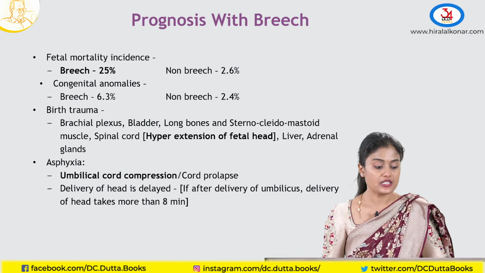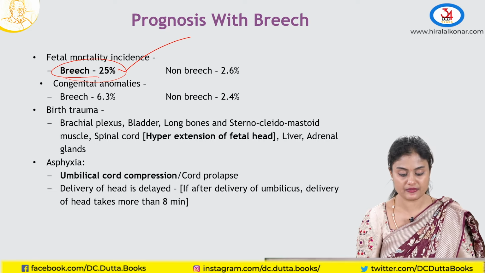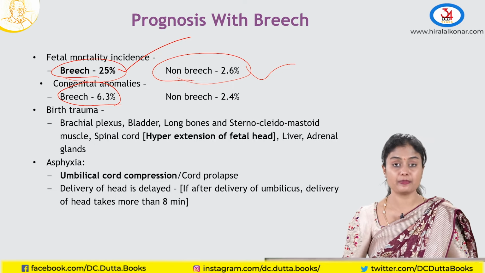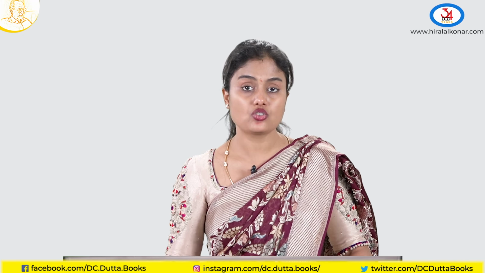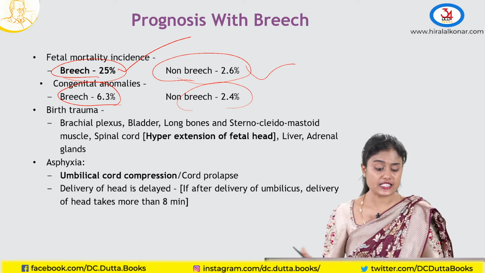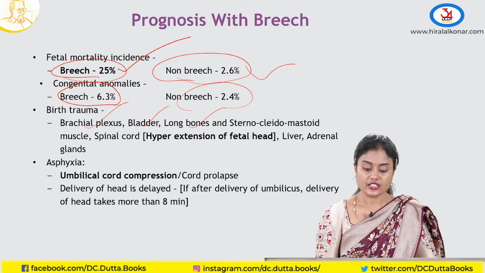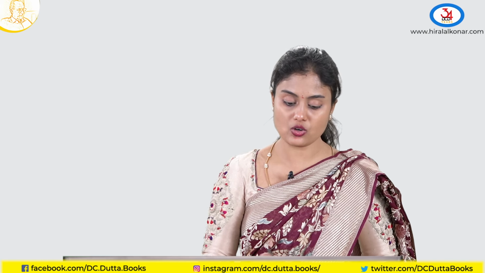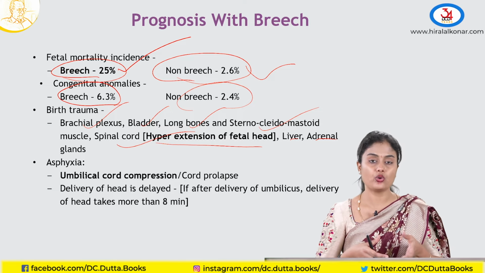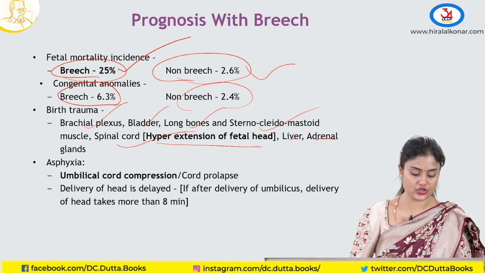Prognosis with breech delivery depends on the breech presentation. Mortality incidence with breech is 25%, with non-breech it is only 2.6%. Congenital anomalies are also quite common in breech than in non-breech. Birth traumas are also quite common, like brachial plexus injury causing palsies, bladder injury, long bone injury, sternocleidomastoid injury, spinal cord injury or hyperextension of the fetal head, liver and adrenal gland injury. Because you are holding the fetal abdomen and trying to pull, at that time you have more chance of injuring the soft tissues and hard tissues also.